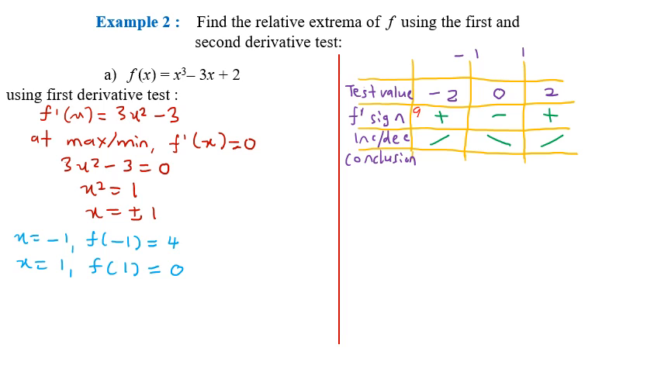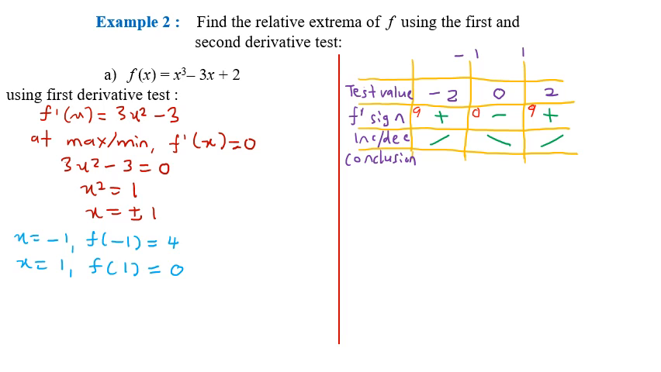So 9 is a positive value, and then you calculate again. This time we put 0, so we got -3. So -3 is a negative sign. And then lastly we calculate and put 2, so we got, oh sorry, it's not 2, it's 9. So we got the value 9. So 9 is actually a positive value.